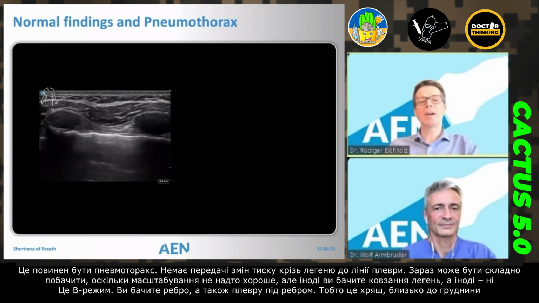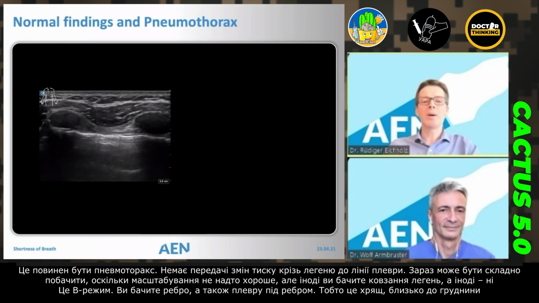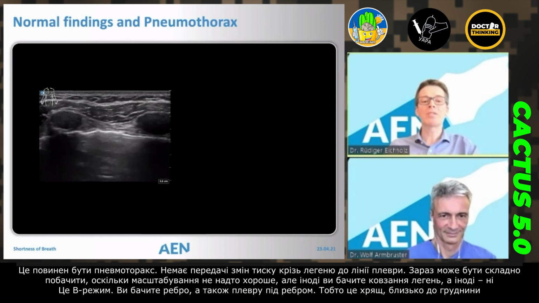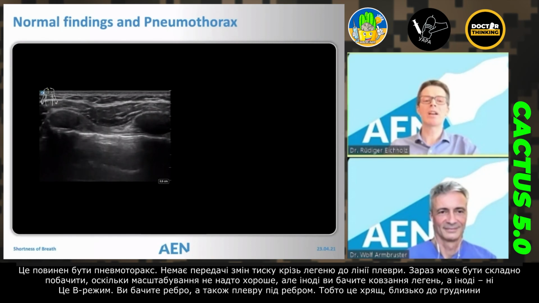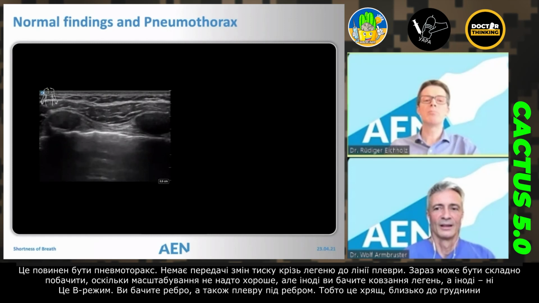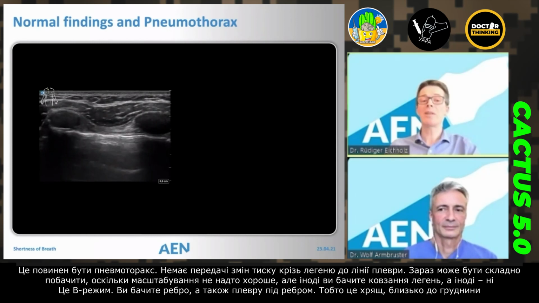So now what you see here, and this might be difficult to see, maybe the transmission over Zoom is not so good, but sometimes you see normal lung sliding. Sometimes, like now, you don't see it. And now all of a sudden, it comes back.